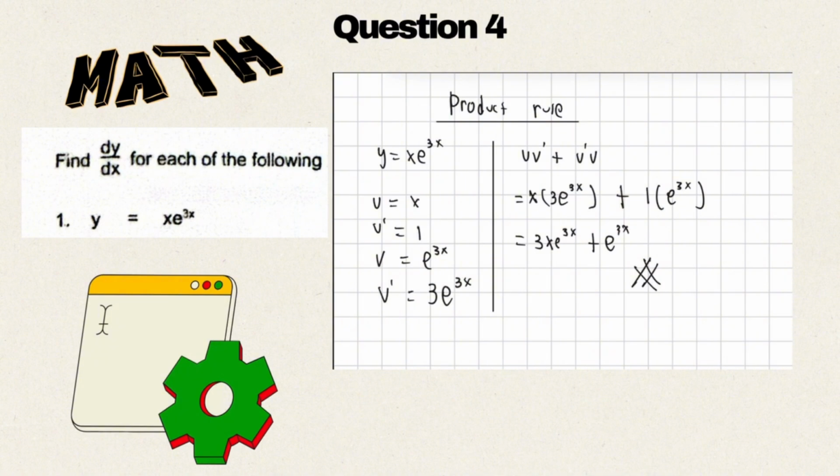Now that we have all 4 pieces of our puzzle, all we have to do is plug them directly back into our product rule formula. Let's substitute them in: x times 3 times e to the power of 3x plus e to the power of 3x times 1. When we clean up the terms and multiply them out, we get our final derivative: 3 times x times e to the power of 3x plus e to the power of 3x.